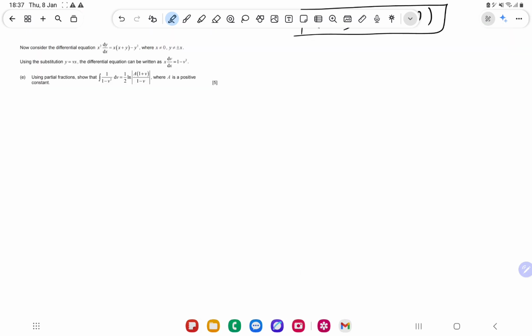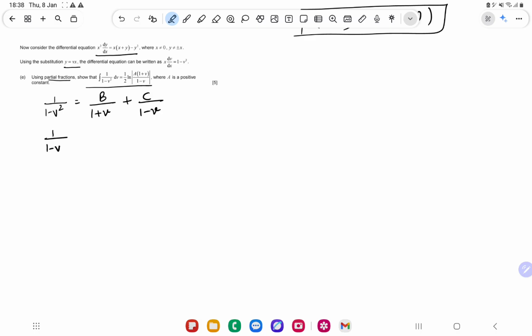Now in this part, it says for this differential equation, if we substitute this, we have to use partial fractions and show that this is the answer. So let's start. First of all, we have to use partial fractions, so we have to break it down. We can write this in the form b upon 1 plus v plus c upon 1 minus v. In the denominator, I have applied a square minus b square.